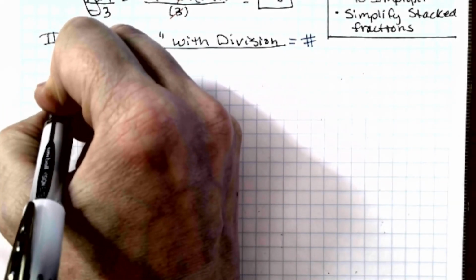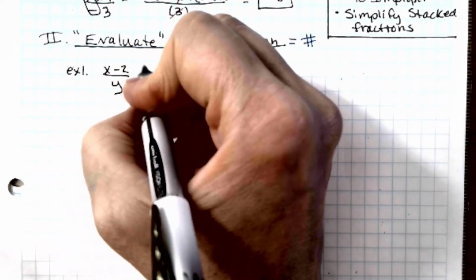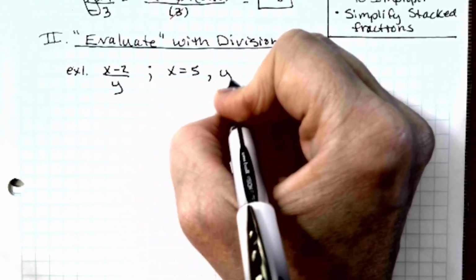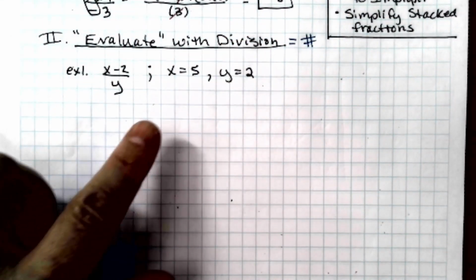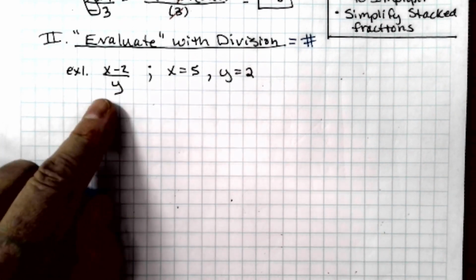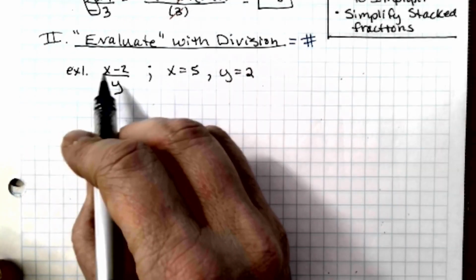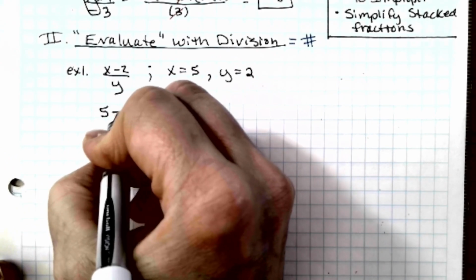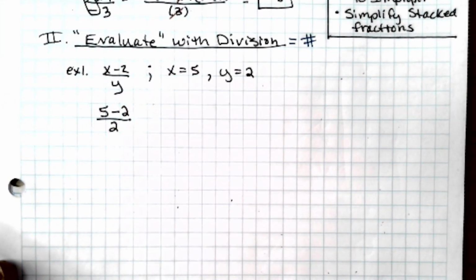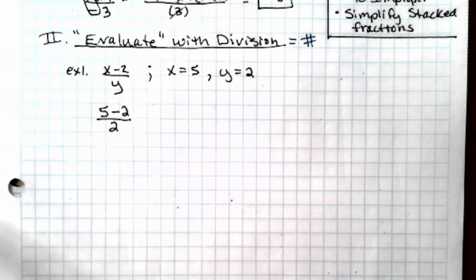All right, we'll start with one that's pretty simple. X minus 2 over y, semicolon, if x equals 5, y equals 2. Remember, the semicolon doesn't mean anything mathematical. It's simply a spacer to separate the expression from what you're replacing. So x is a 5 minus a 2 over, and y is a 2. I don't need parentheses because there's nothing being multiplied by x or y. I can just substitute in the numbers.